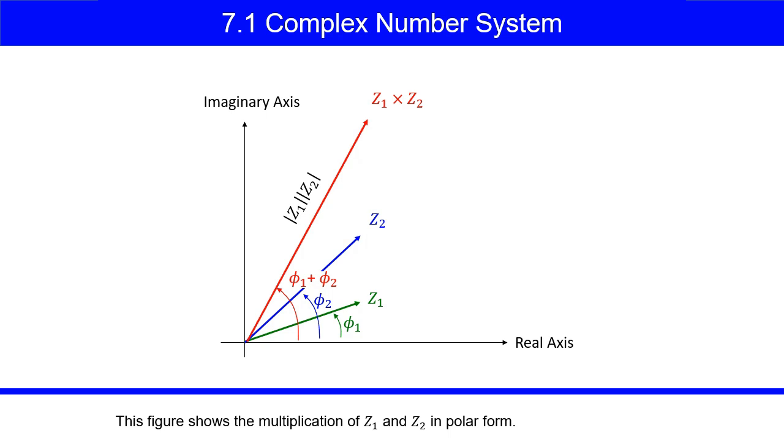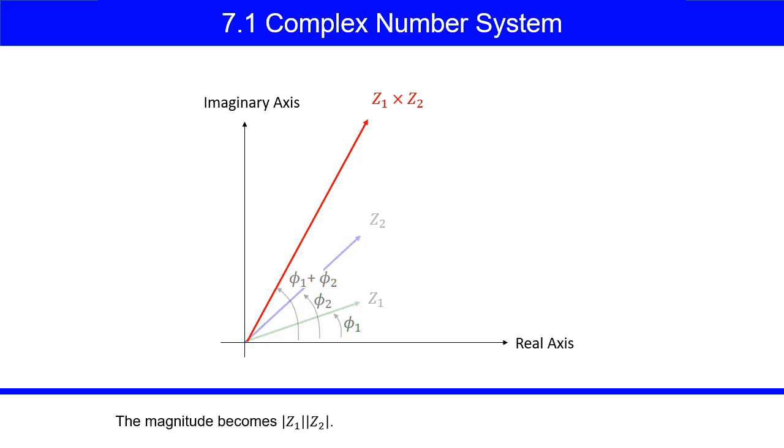This figure shows the multiplication of Z1 and Z2 in polar form. The magnitude becomes the magnitude of Z1 times the magnitude of Z2. The angle becomes phi 1 plus phi 2.